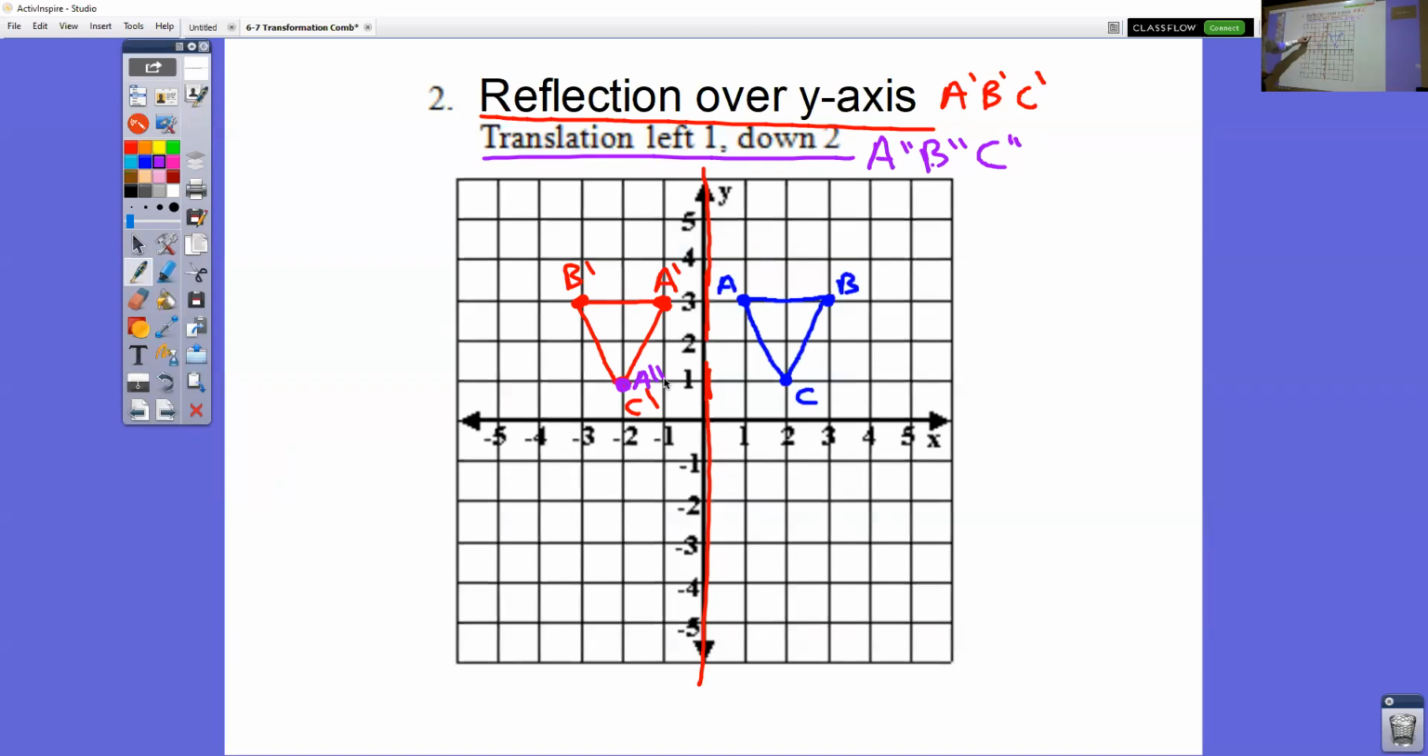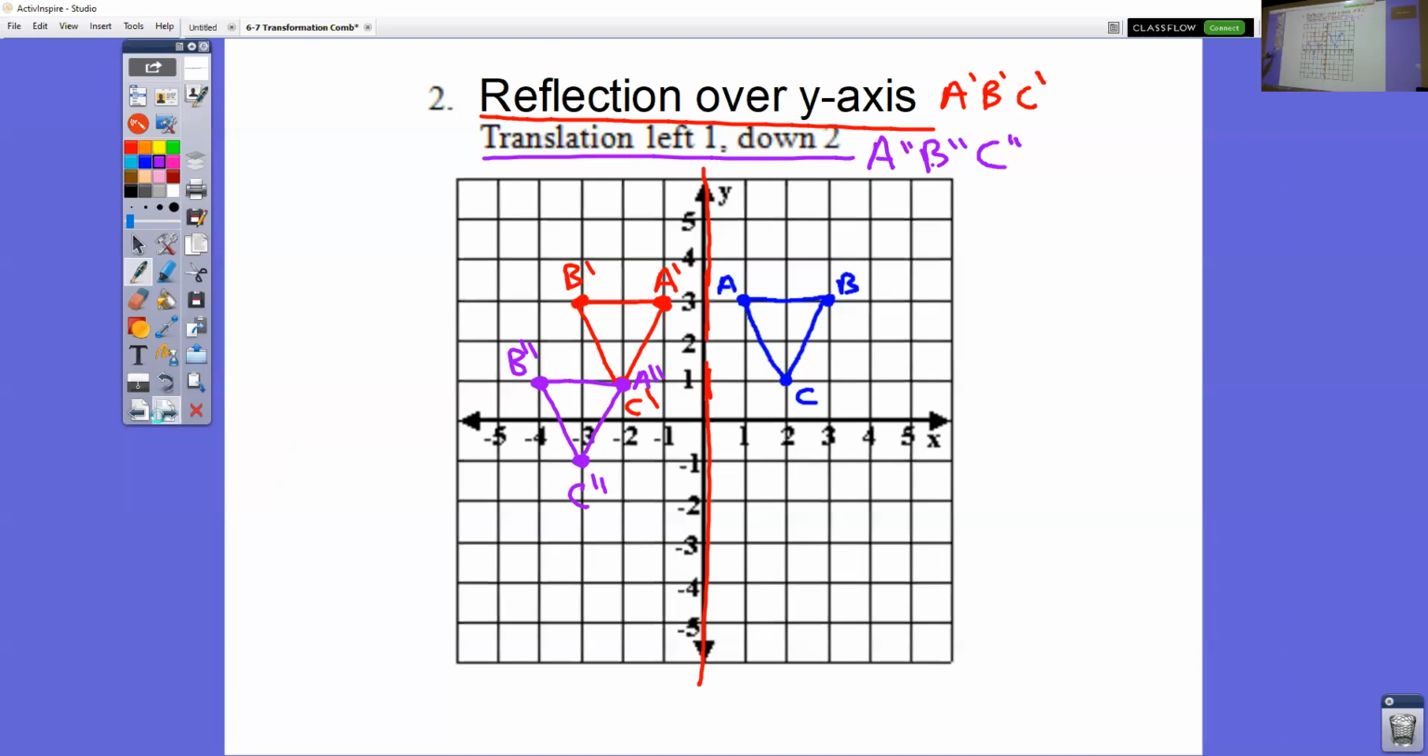Starting at B prime, left 1, down 2. This is our new B double prime. Starting at C prime, left 1, down 2. This is our new C double prime. Connect your dots to form your picture. Again, you should end up with 3 pictures on each one. You have your original, your single prime, and your double prime. Make sure that you label all of them appropriately.